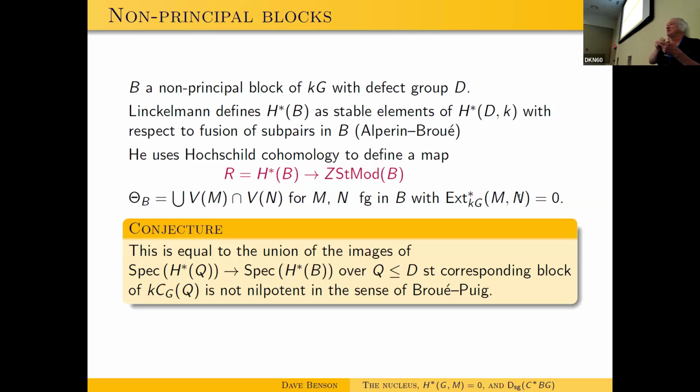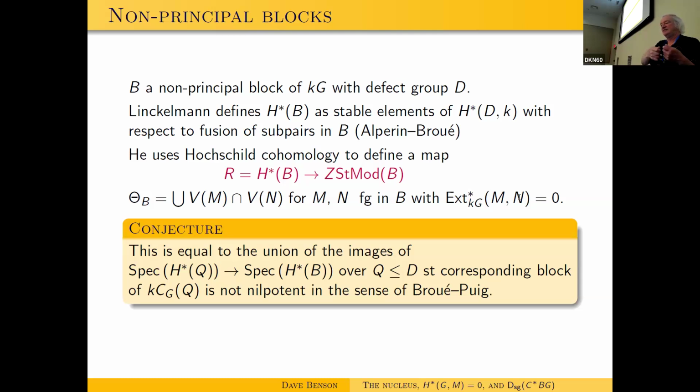And I'm not going to tell you what those are either, but if you want to find out, there's a paper of Alperin and Broué that does a thorough investigation of fusion of subpairs. So inside the cohomology of the defect group, we've got these stable elements, which should be thought of as the cohomology of the block. If you do that for the principal block, there's a theorem of Cartan and Eilenberg that tells you that you've got the cohomology of the group. Okay?